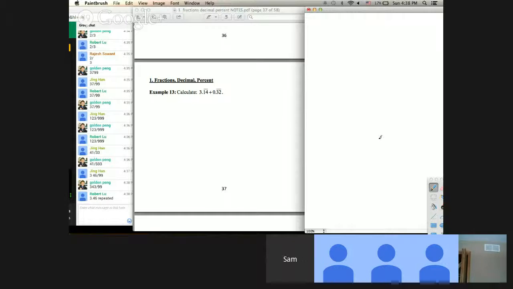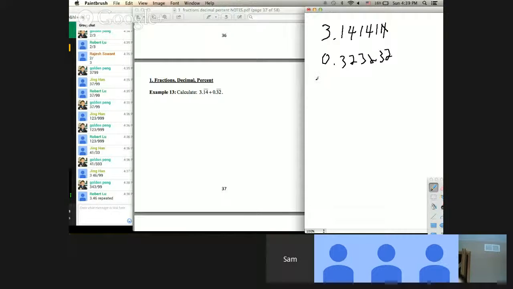Okay, nice job to the two that got it. Golden, I think you were a little bit off, so maybe a miscalculation, but I'll explain it. There are two ways of approaching this. The first way is just straight up adding it up. So it's 3.14, 1, 4, 1, 4, repeating. The other one is 0.32 repeating: 3, 2, 3, 2, 3, 2.